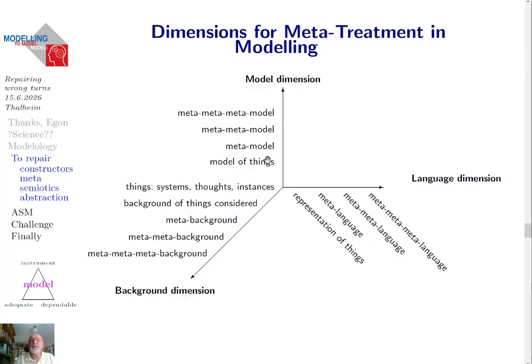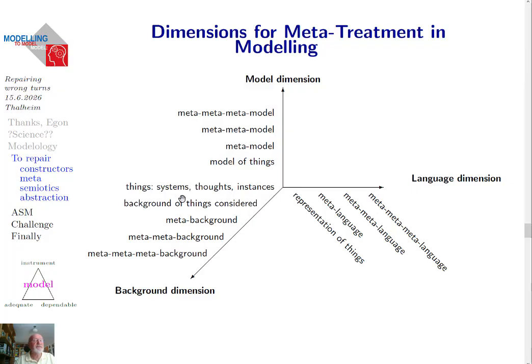For models, however, we should look at what the nature and essence of a model is, and then we have a meta model that expresses the nature and a sense of what it means to be a model. What is modelhood? The same can be done for the background.